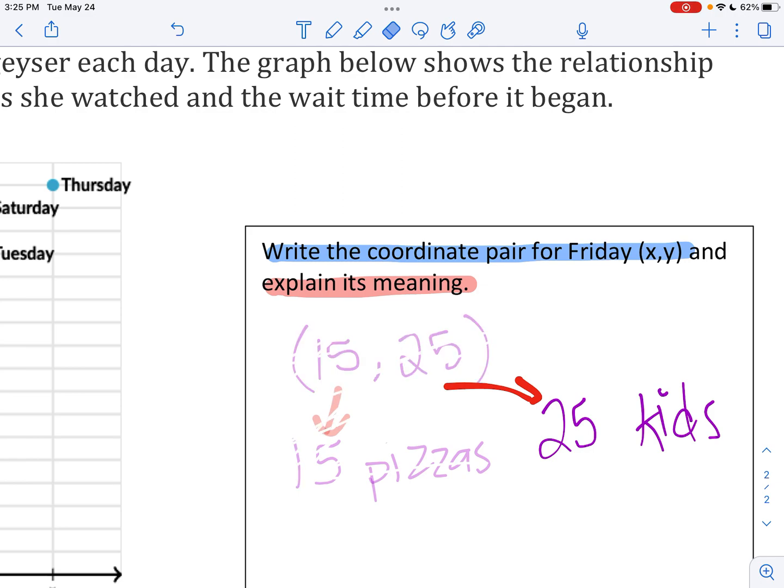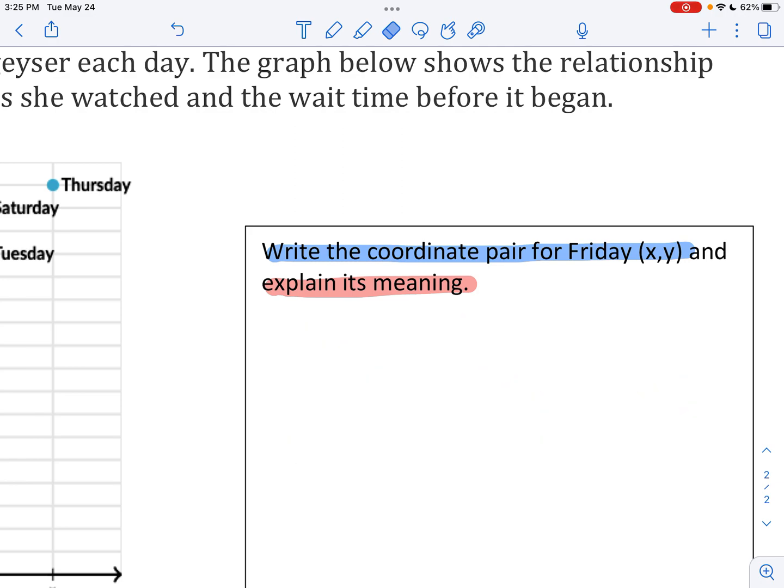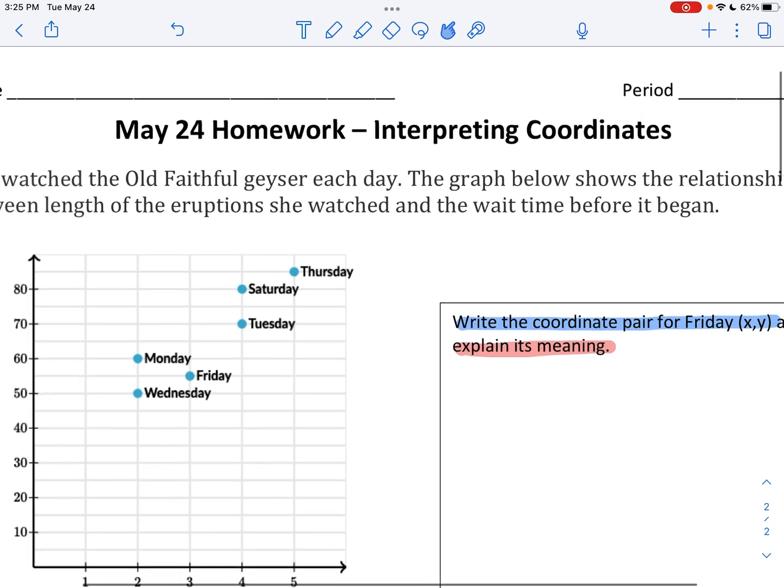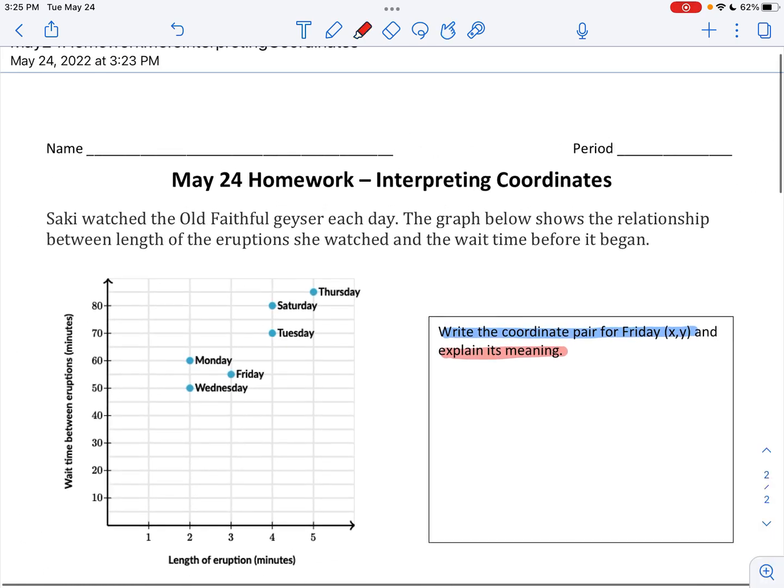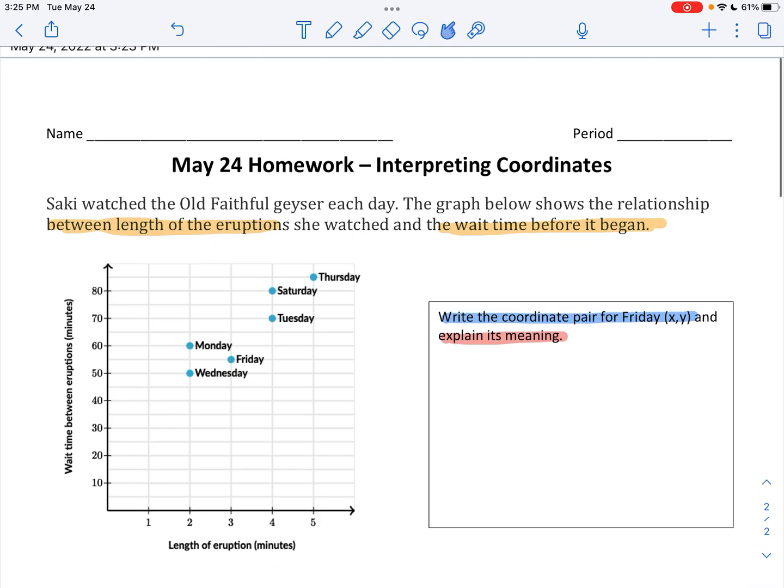One very small thing that I think a lot of kids are missing, it's small, but it's also pretty huge. Up on the top, it says it's showing the relationship between the length of the eruptions and the wait time before it began. So you should be talking about the length of the eruption and how long they had to wait before they saw it.